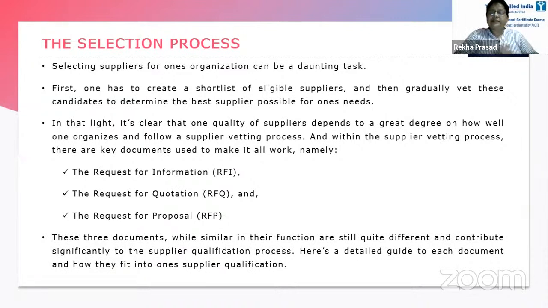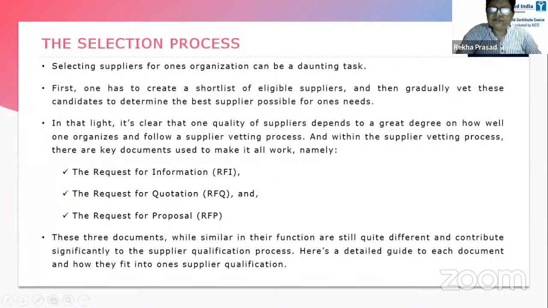These three documents, while similar in their function, are still quite different. And they contribute significantly to the supplier qualification process. Here's a detailed guide for each document and how they fit into supplier qualification. So you have to look at the detail, because see, this is the first initial step you are taking. It is said, anything well begun is half finished.